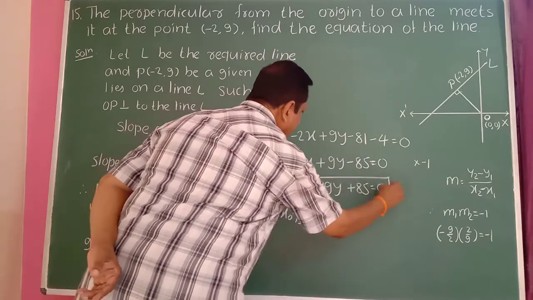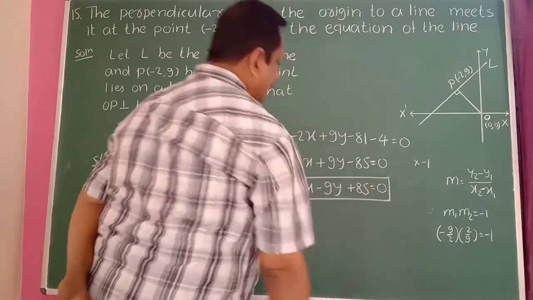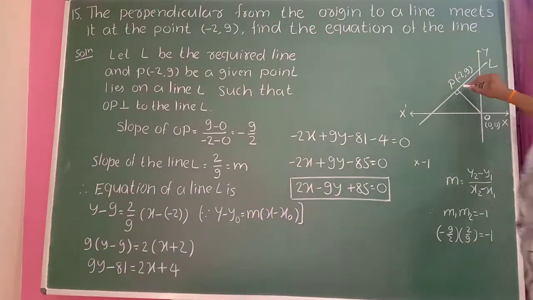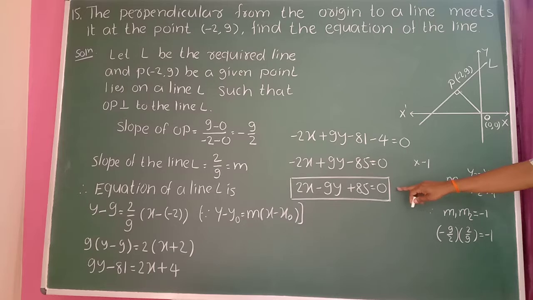So this is the equation of the line, passing through the point (-2, 9), where OP is perpendicular. Hence, the equation of the line is 2x minus 9y plus 85 is equal to 0.